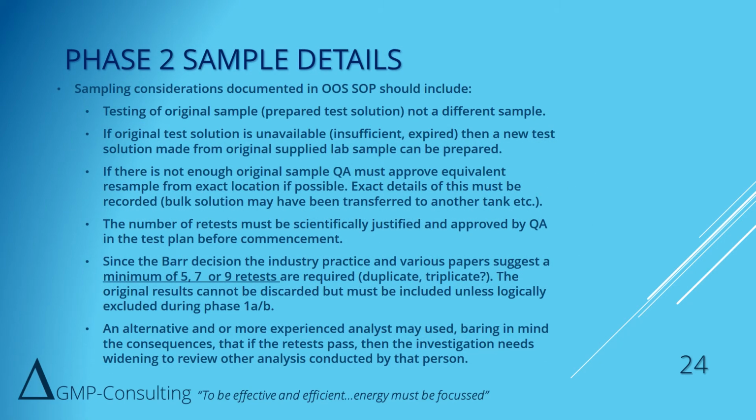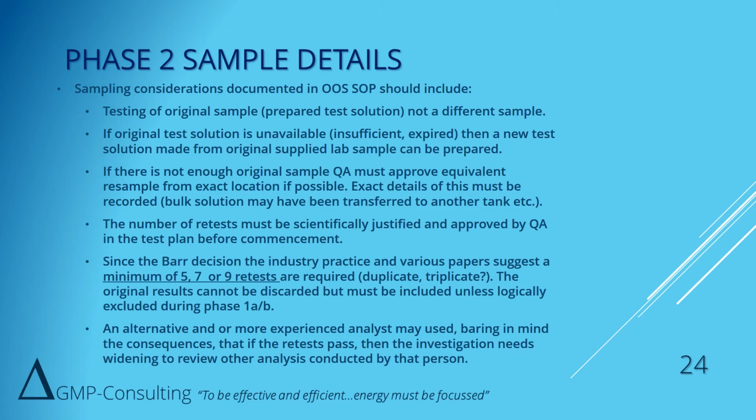So here's some additional information on the sample. I've talked about it already, but the key point is before you start getting new samples and resampling, you really must prove that the original sample has got something wrong with it, or if you duplicate the same results, then the sample's correct, or your method. So it's not just a case of sampling and testing until it comes back into spec, as a lot of companies used to do. And you need to justify the number of retests as well.